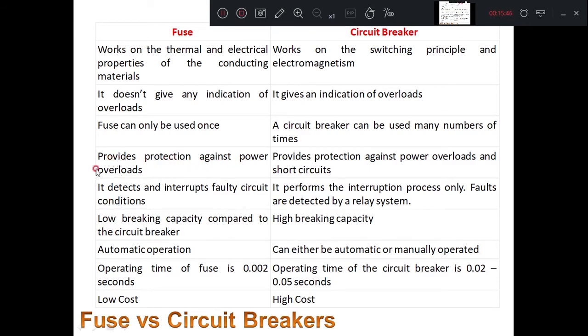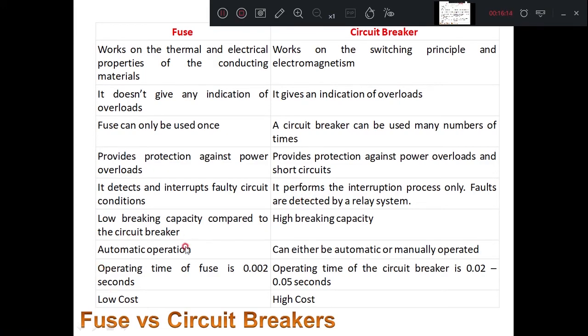It provides protection against power overloads as well as short circuits. It detects and interrupts the fault circuit condition. It performs the interruption only when the fault is detected by, in this case, the relay system. The performance of the MCB is only to break the circuit, based on the signal we are getting from the relay system.